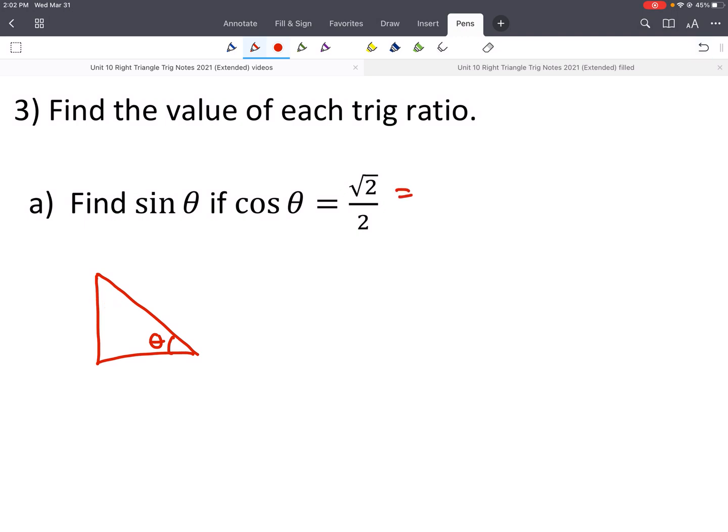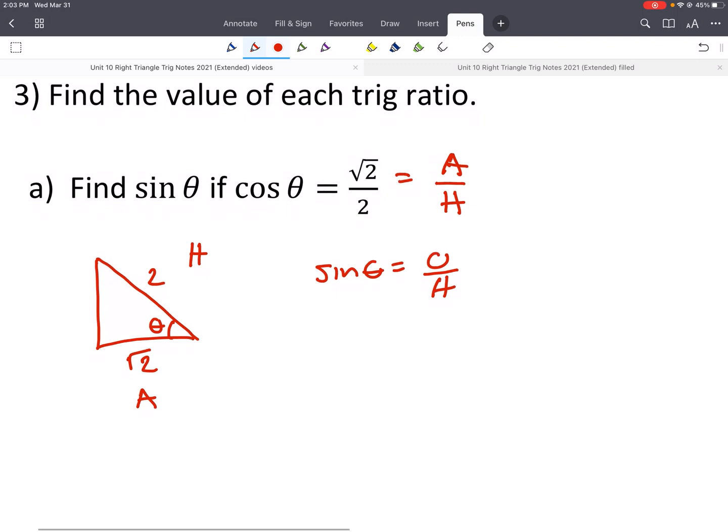Again, we know cosine is adjacent over hypotenuse. So if this is our reference angle, adjacent is here, so that would be square root of 2, that's adjacent. And then our hypotenuse is on this side, and that's our bottom, which is 2. Okay? They want us to find the sine of theta. Well, sine is opposite over hypotenuse, so we need to figure out what the opposite side is.